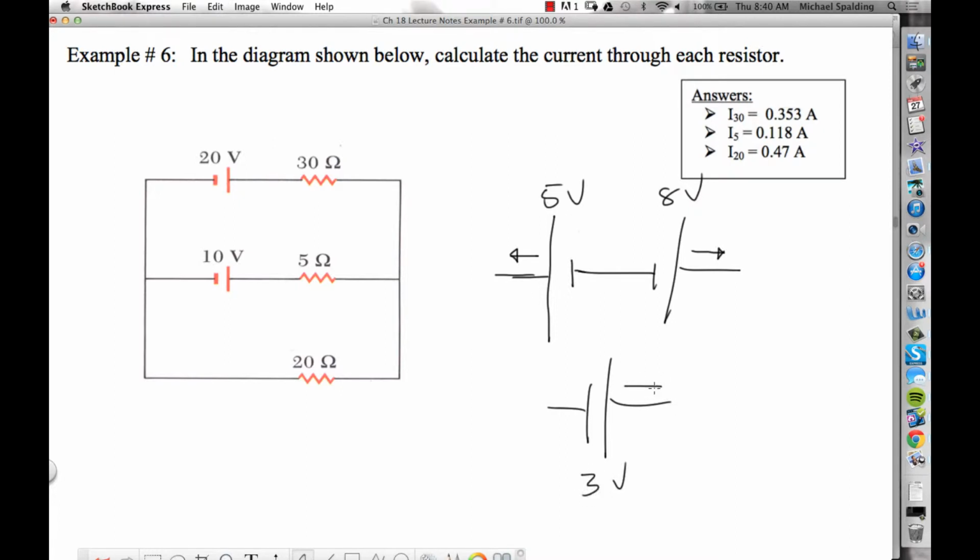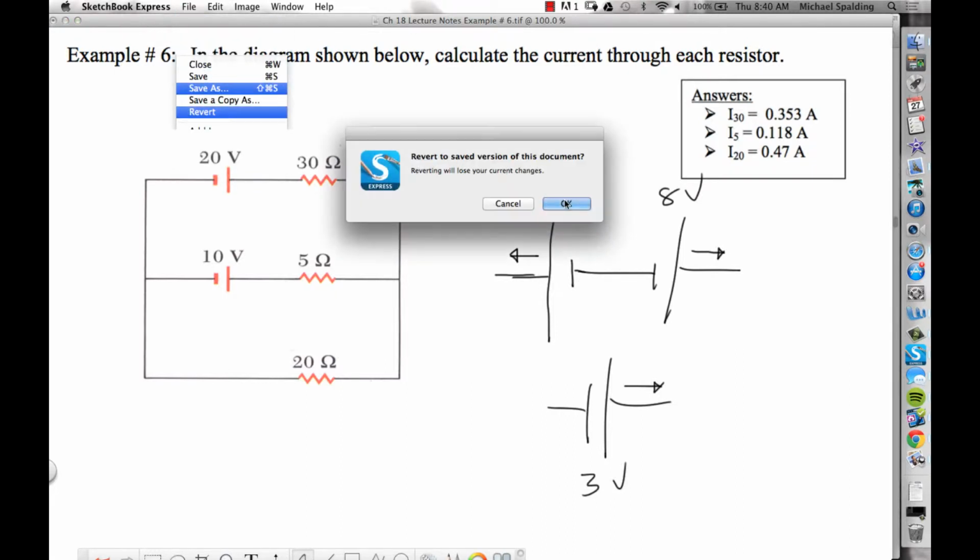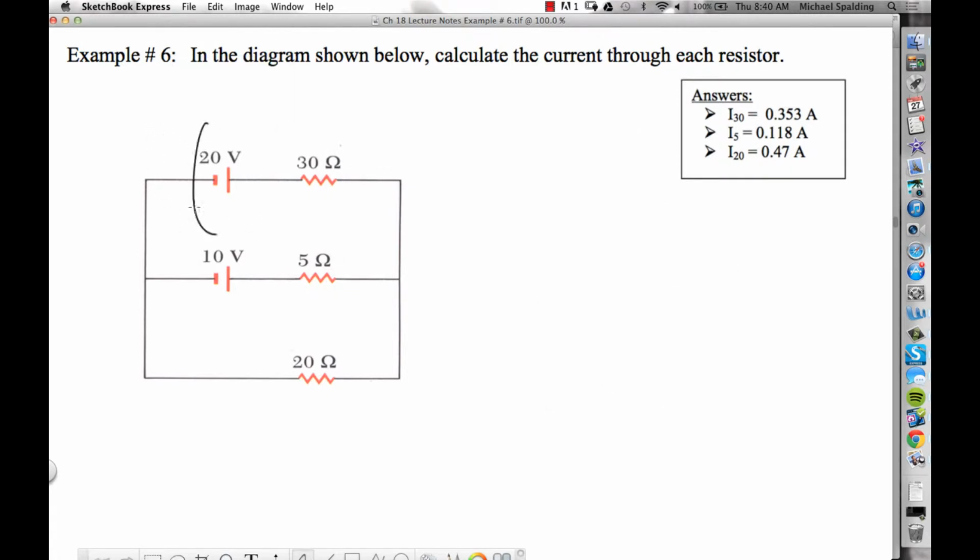Okay. Now in this problem here, example 6 from the lecture notes, we definitely have a trickier situation because we have two batteries on different branches. Those batteries are in parallel. So what the problem wants us to do is find the current in each branch of the circuit. So we have 3 different currents here.